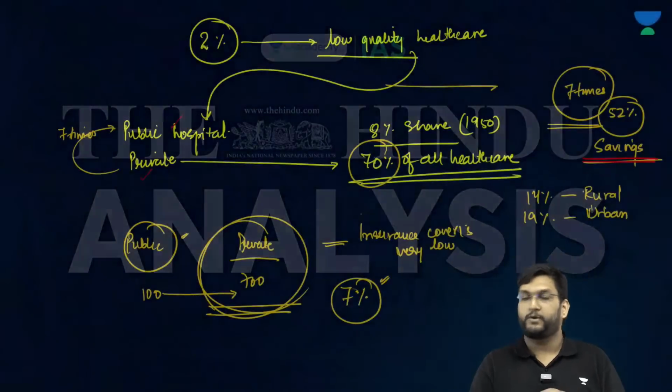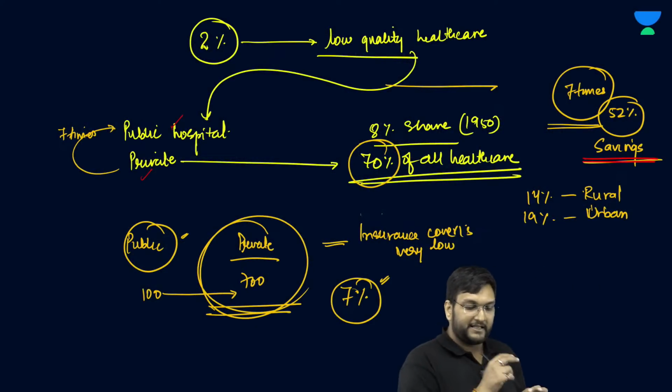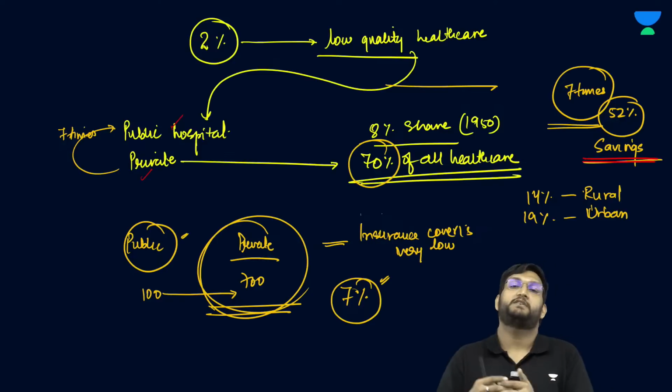Okay, so as I said, there is a vicious circle in which all Indians are now stuck. Just to repeat, 2% of GDP expenditure, 8% of share was there in 1950, which has now become 70% of all healthcare. Further, the private and public differentiation is quite big. 52% of the savings of the people goes into this. Further, there is insurance coverage which is quite low.